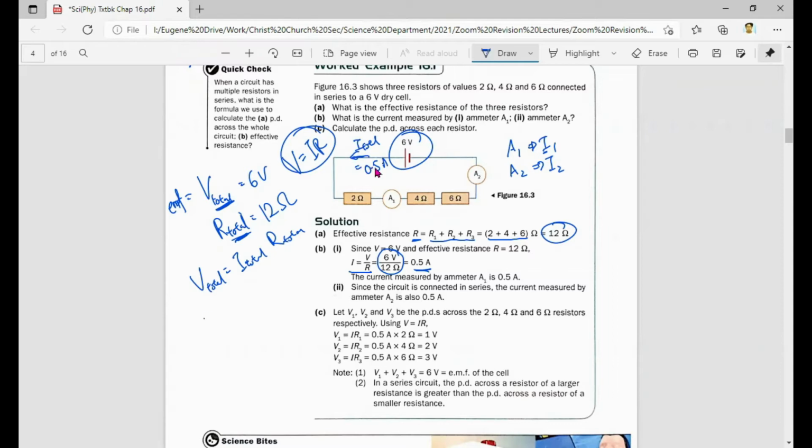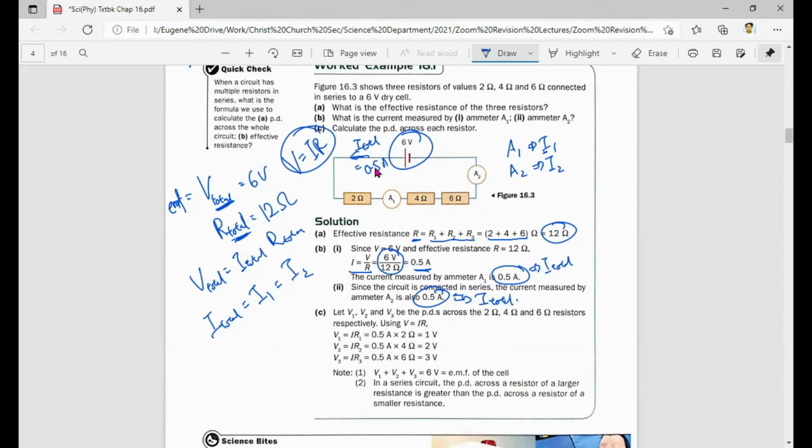And since I know I total, because the current flowing through a series circuit is the same throughout, I'll know that I total equals I1. I total will also equal I2. So therefore, the current measured by ammeter 1 will be 0.5, which is the same as your I total. The current flowing through A2 will also be 0.5, which is also the same as your I total.